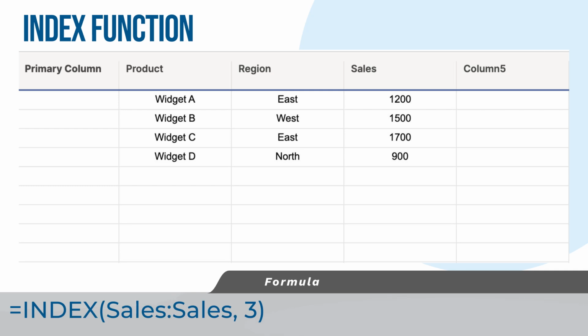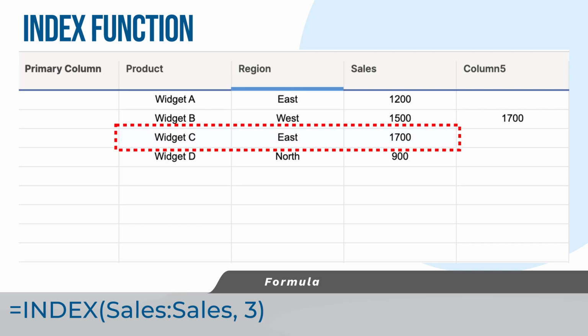Enter the index formula. In a new cell, enter the formula displayed on the screen. This formula tells SmartSheet to return the value from the sales column in the third row. After entering the formula, SmartSheet will return the value from the specified row and column, in this case, 1700, which represents the sales figure for widget C in the East region.